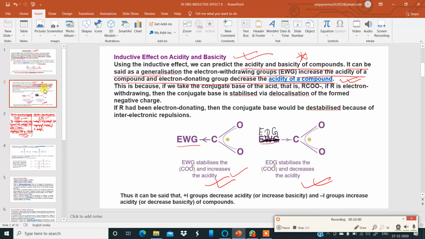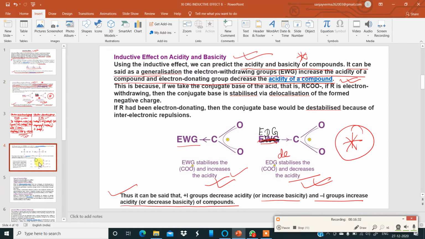But if there is an electron donating group, which is going to push electrons, the electron donating group destabilizes the COO minus. It destabilizes the carboxylate and decreases the acidity. So these two are very important points to note over here. Thus it can be said that plus I groups decrease acidity or increase basicity, and minus I groups increase acidity or decrease basicity of organic compounds.